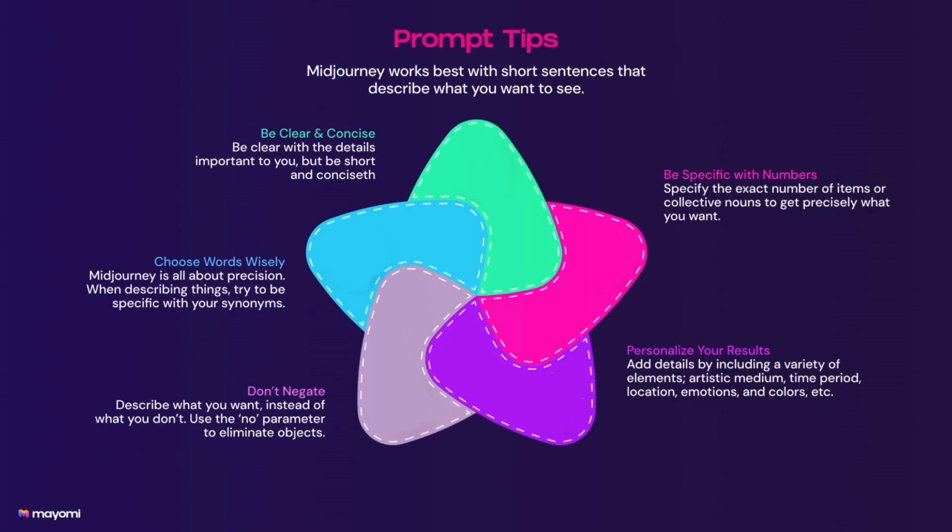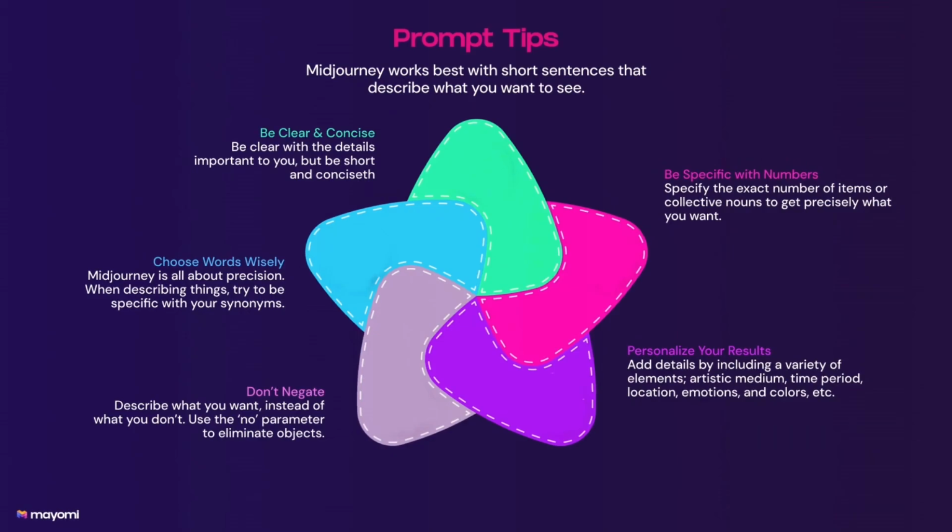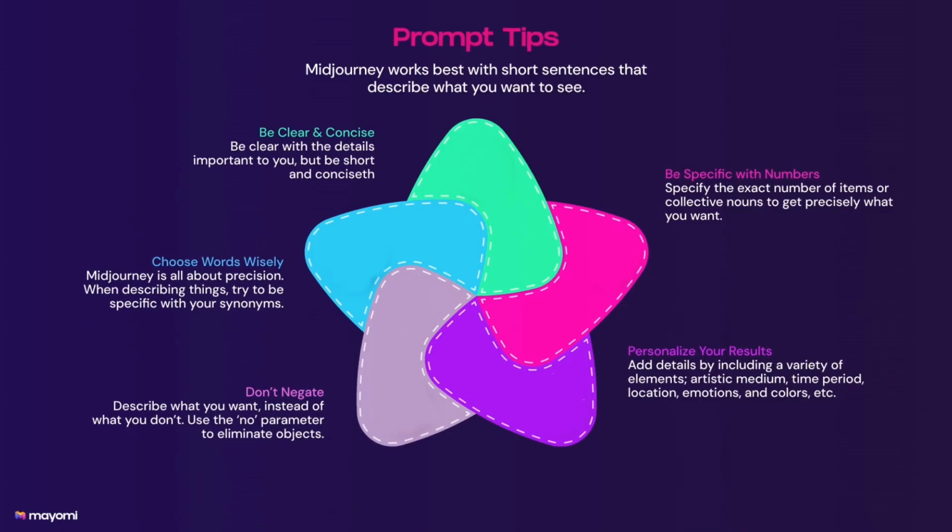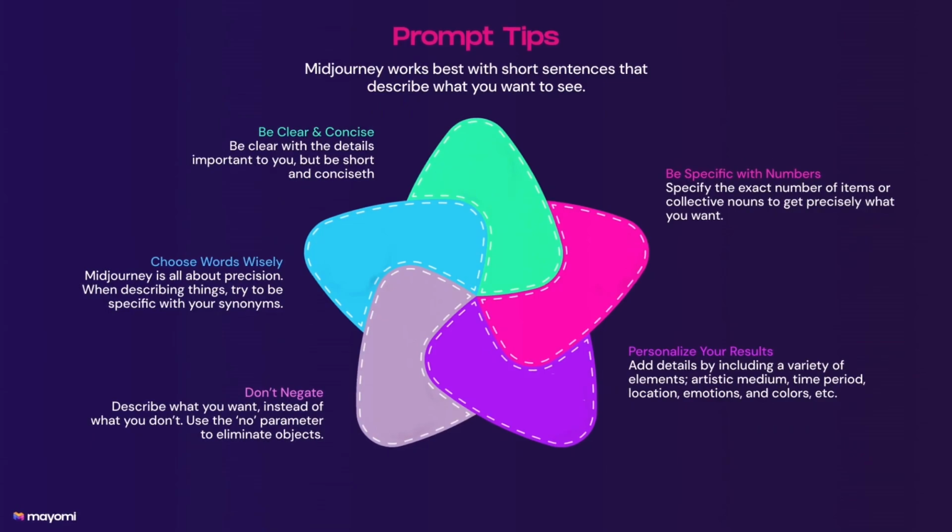And then 4, personalize your results. Add details by including a variety of different elements, whether it's a medium, the time period, the location, the emotions, the colors, and so on. And finally, don't negate. Describe what you want instead of what you don't want. If you do need to include things about what you don't want, use the no parameter to eliminate objects. And I'll talk about parameters in the next video.